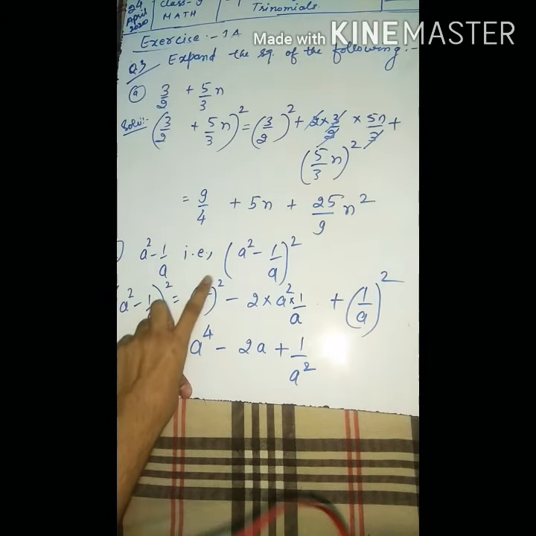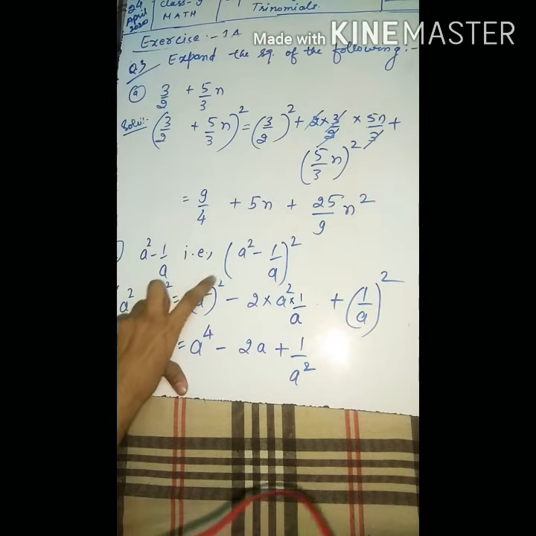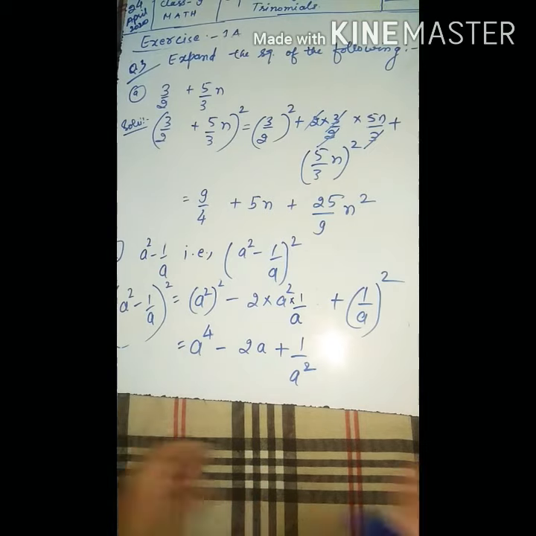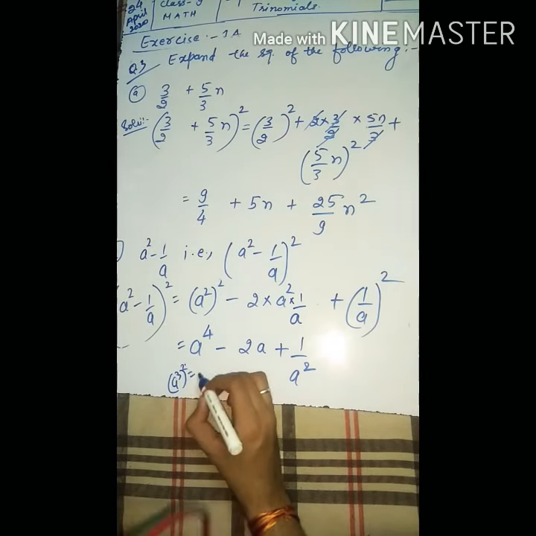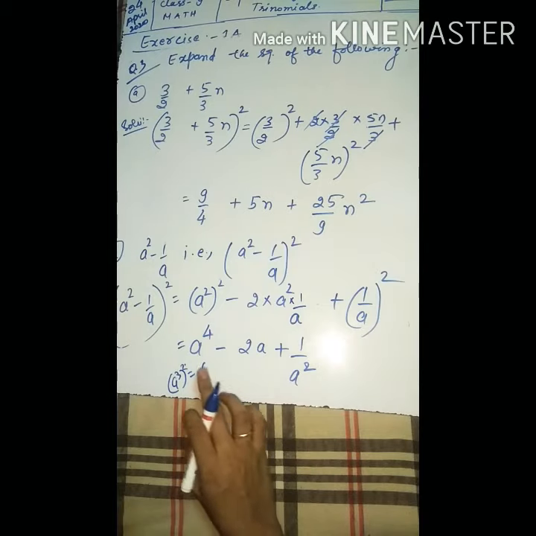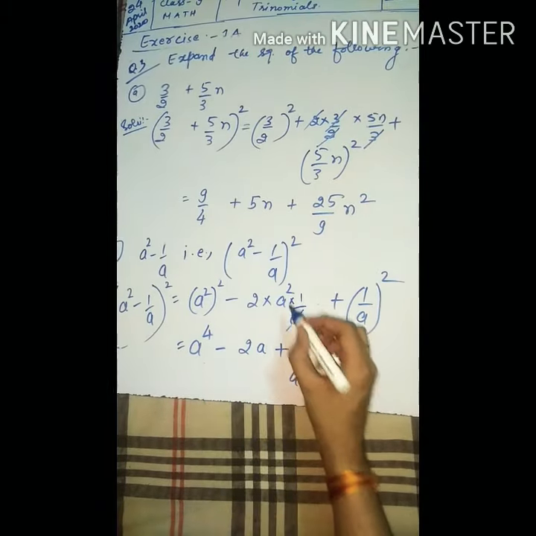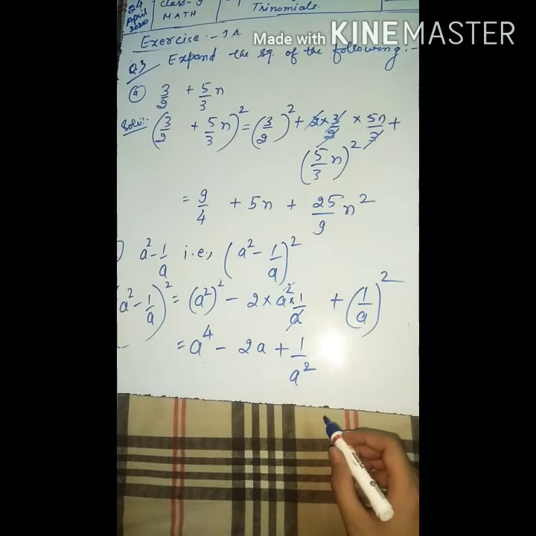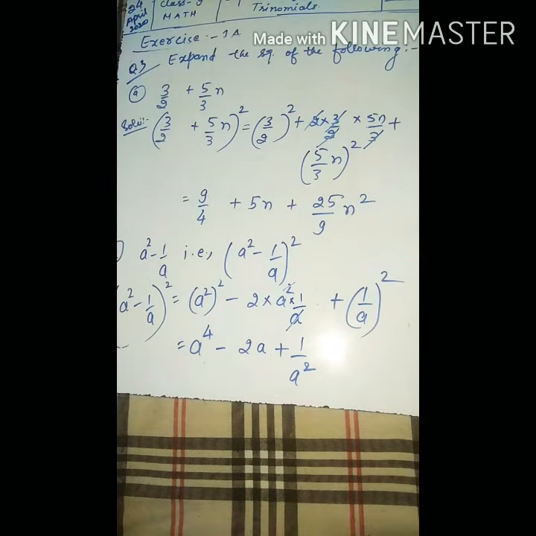So a square whole square means you have to multiply these two powers. So 2 into 2 will give you 4. If it is, for example, a cube whole square, so 3 2s are 6, so it will be a to the power 6. Okay, like this you have to multiply, so a to the power 4. Here 1 a gets cancelled with this a, so a to the power 4 minus 2a plus 1 upon a square, like this.